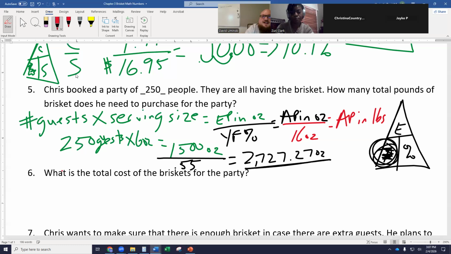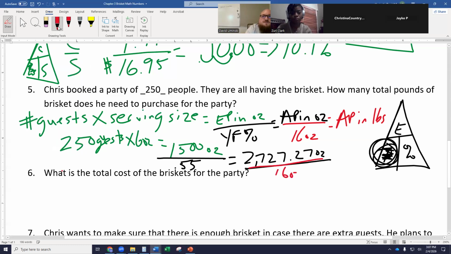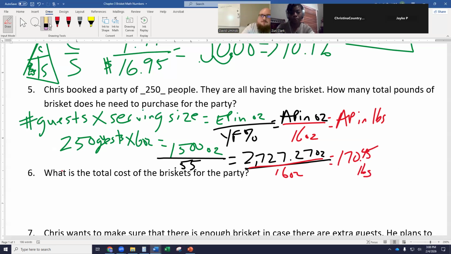Now we have to divide that by 16 ounces. We get 170.45 pounds. So in order for me to feed 250 people, I need to order 170.45 pounds.